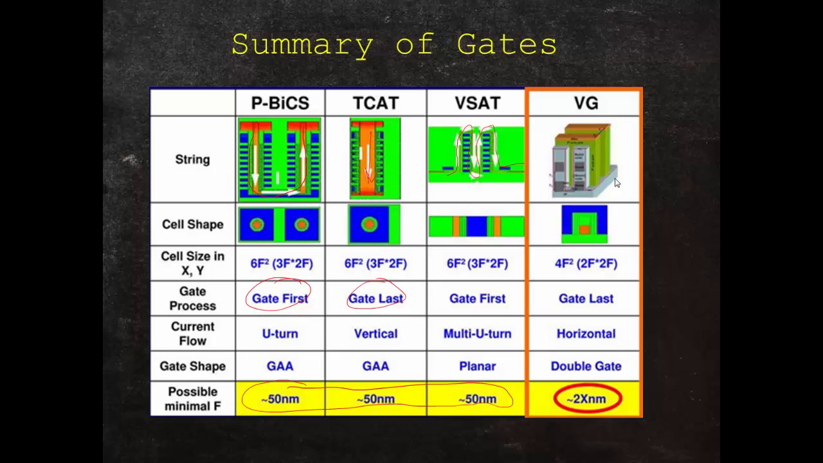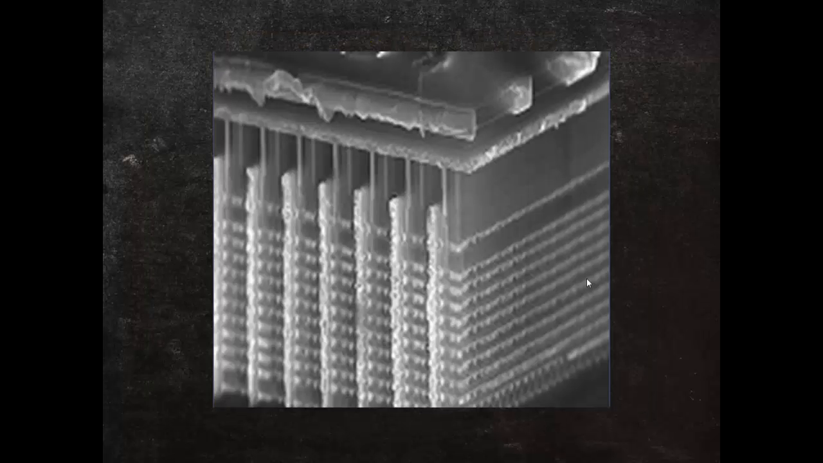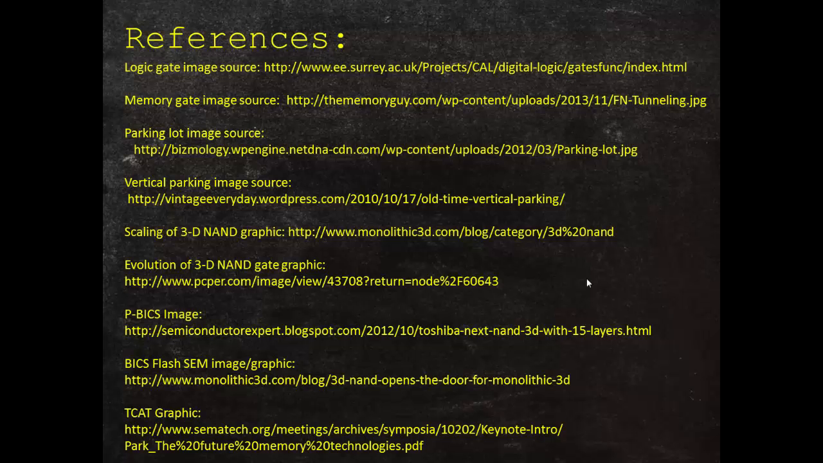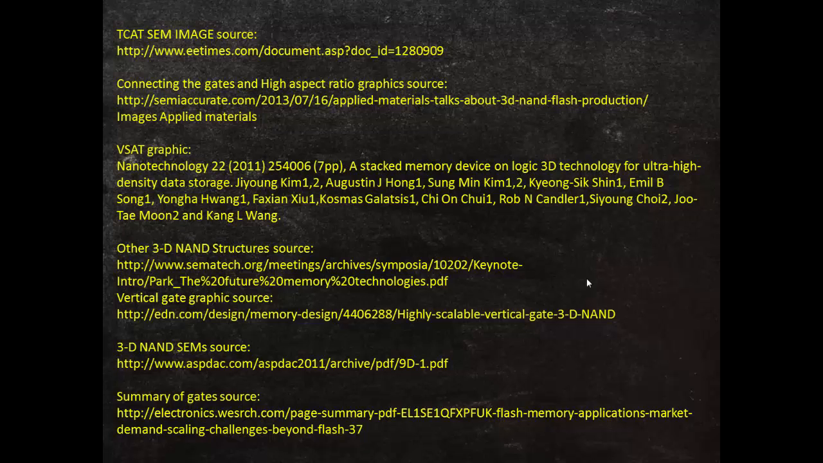Now, the vertical gate is a gate last construction. The current flows horizontal, and it's a double gate design. And this has the potential to work at the 2x nanometer node, and that means that this is probably one of the most promising of the 3D NAND structures to come out of the production lines in the industry. That's a really nice picture of what this looks like close up. That's a Bics construction.